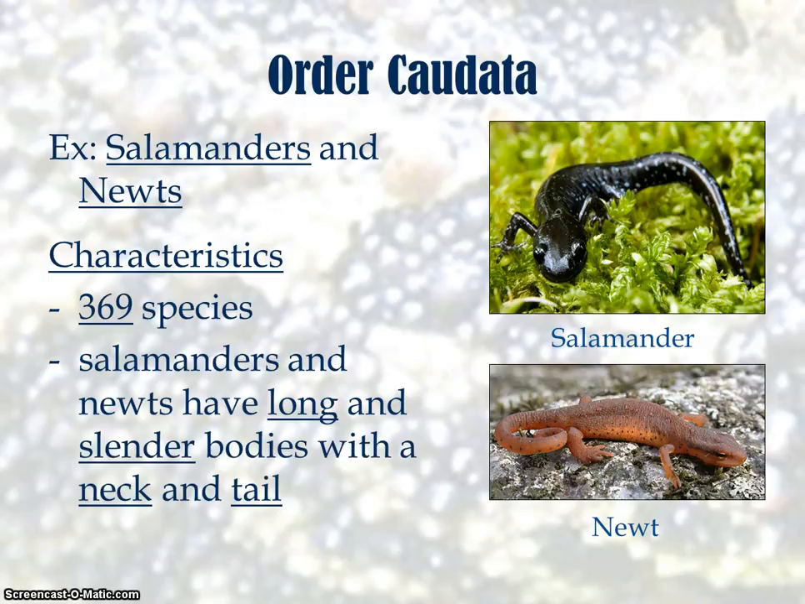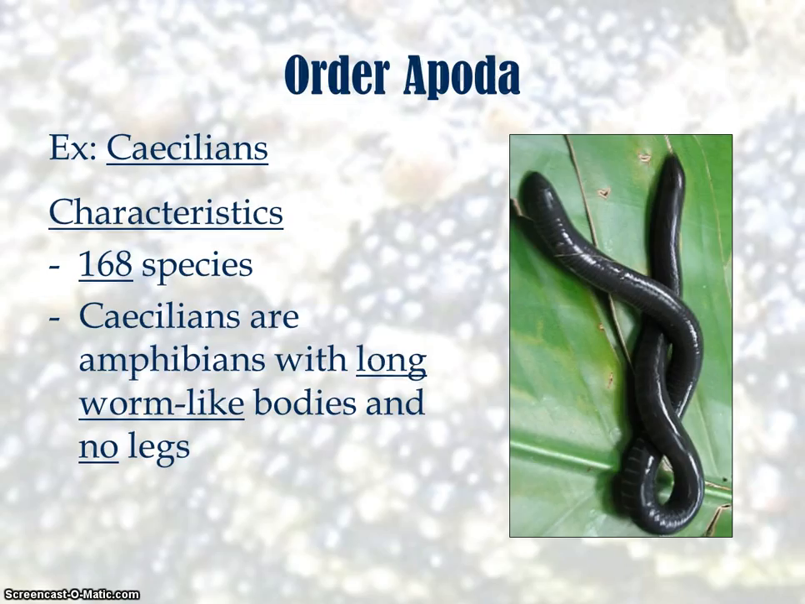Okay, another order of our amphibia are going to be the caudata, the salamanders and newts. Your salamanders need a lot of moisture in their terrestrial homes for keeping their skin moist. Your newts not so much, but there's about 369 species that have been classified. They have long, slender bodies. They have a tail and a neck, very similar to reptiles. Okay, but they are amphibians.